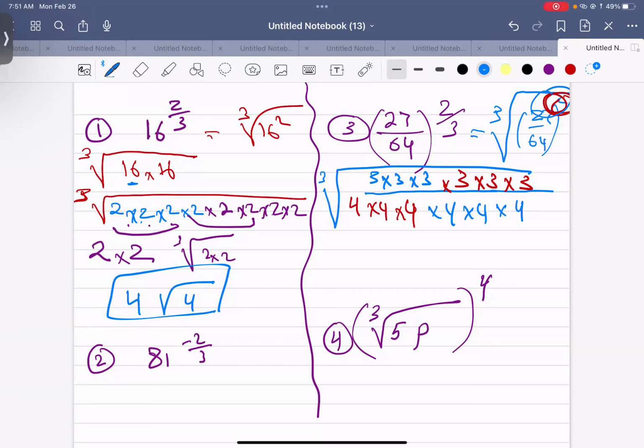Now, for every 3 of the same number, I'll take 1 out. I have 3, 3, 3 over here on the top, so I'm going to take 1 out, which will be outside the radical as 3. Same thing, I have another 3, 3, 3, I'll take 1 out, times 3. And the bottom, 4, 4, 4, I'll take 1 out, and another 4, 4, 4, I'll take 1 out. That's going to be 9 over 16. And that is my final answer.